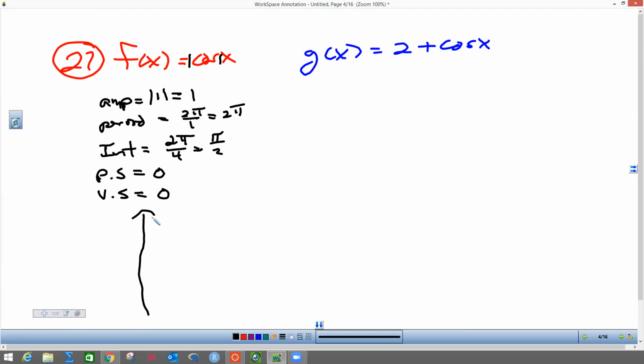Now, because the period is 2 pi, I'm coming out here somewhere and putting a 2 pi right there. Because that's the period. Y'all understand where that came from? It's from the period. I'm putting the period down here.